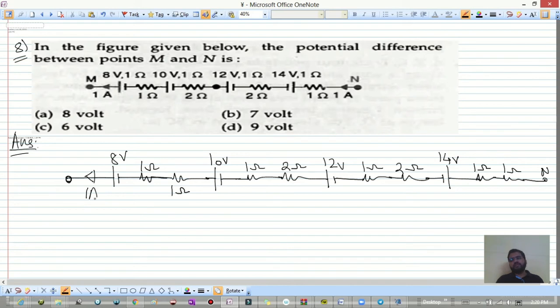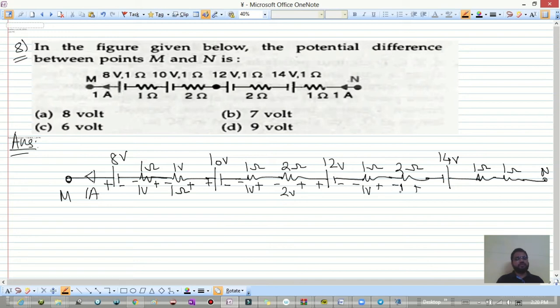So the current is flowing like this. We have 1 ampere. So this is point M, this is point N. So positive, negative, current always flows from higher potential to lower, so it will become 1 into 1, 1 volt, 1 into 1, 1 volt. So this is positive, negative, higher to lower, this is 1 volt, 2 volt. Then 1 volt, positive, negative, 2 volts. Then this is positive, this is negative. So this is 1 volt and this is 1 volt. So start from point M and end at point N.